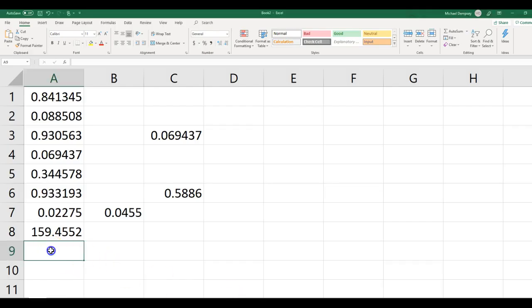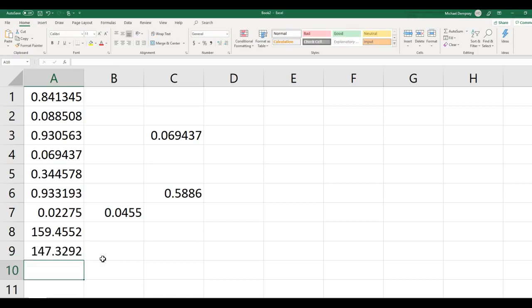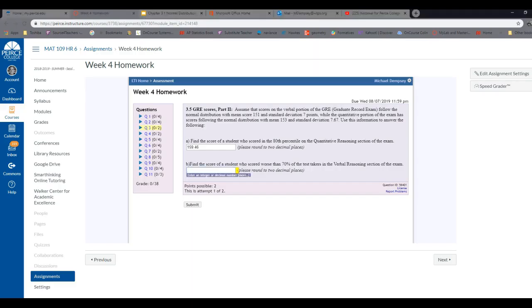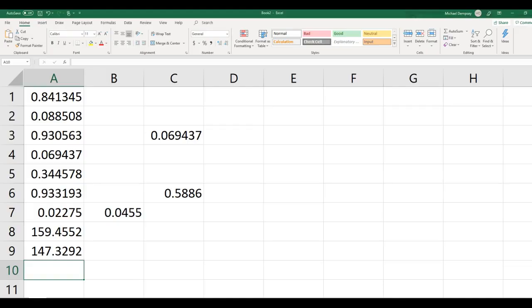So we go backwards. We want equals. We start typing in norm, and we want that inverse norm. Okay? But this guy's going to live at the 30th percentile with a mean of 151 and a standard deviation of 7. So 147.33.